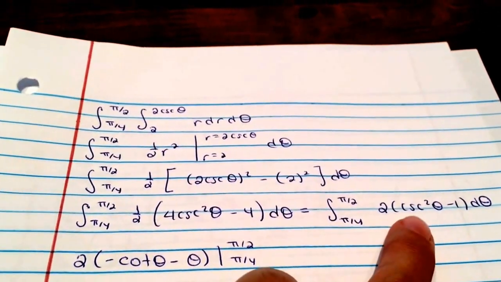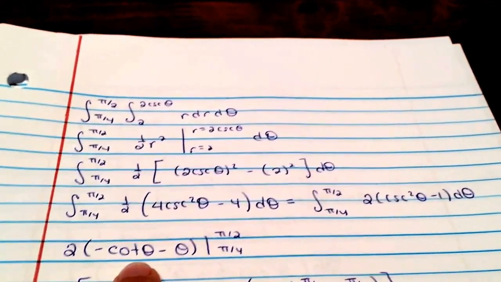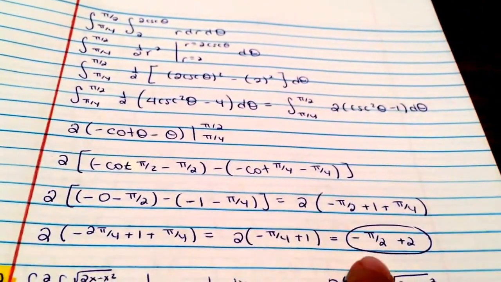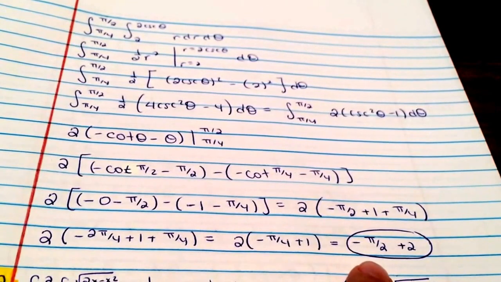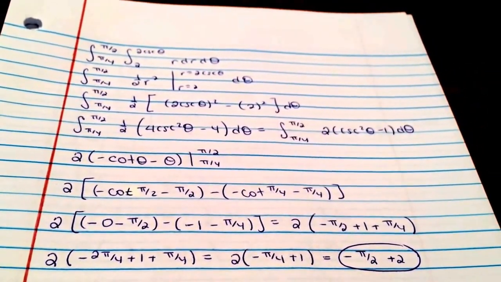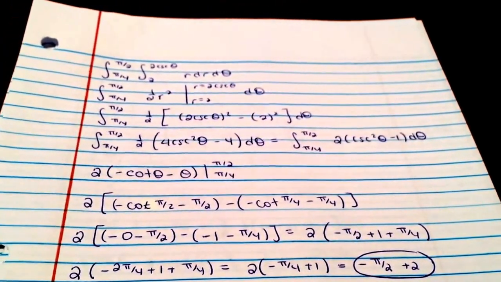But the integral of cosecant squared would be negative cotangent, because the derivative of cotangent is negative cosecant squared. And then you have the theta and you plug in. So you should have ended up with, it might look better to write 2 minus pi over 2. So 2 minus pi over 2 or negative pi over 2 plus 2. So that's the answer to number 16.